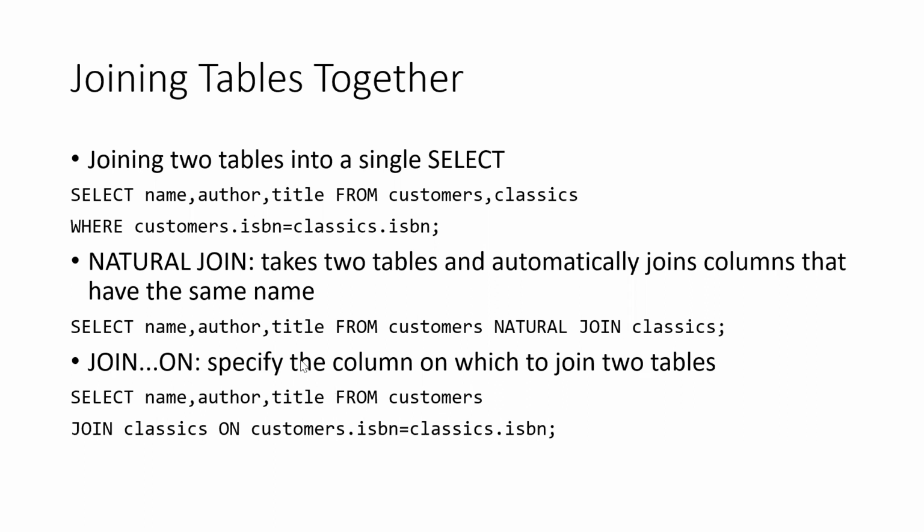Or else you can specify the column by using join on. For example, here we will have select name, author, title from customers, then we can say join classics on customers. So this is the condition we have to use to combine the two tables.